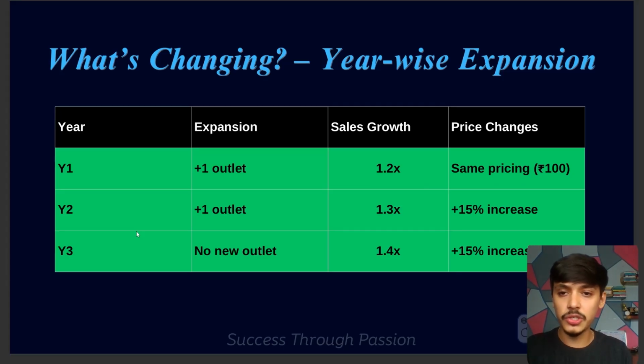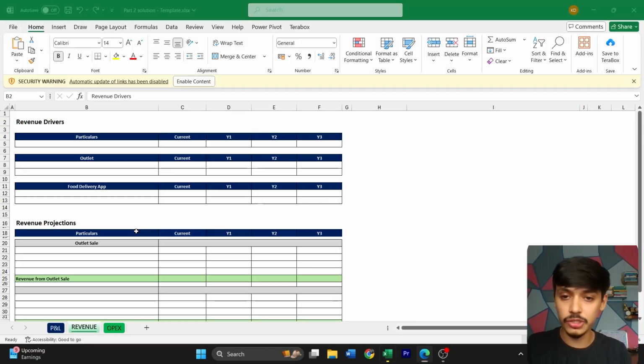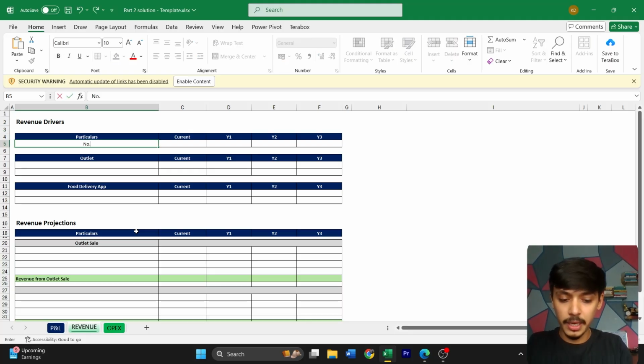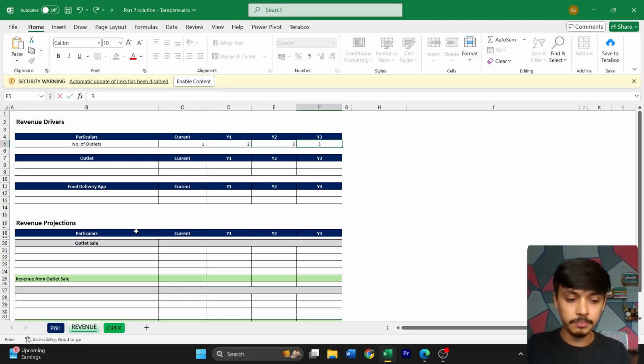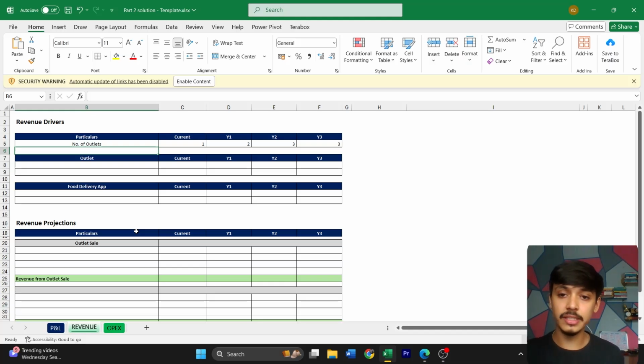So here we have the expansion plan, where we are adding one outlet in year one, one outlet in year two, and in year three there is no new outlet. We will start with the main revenue driver, number of outlets. Currently we have one, then in year one we will have a total of two, and in year two we will be adding one more, so we will have three, and from year three we are constant at three. If the number of outlets increases, your revenue is definitely going to grow because you are going to reach more customers and sell more sandwiches.